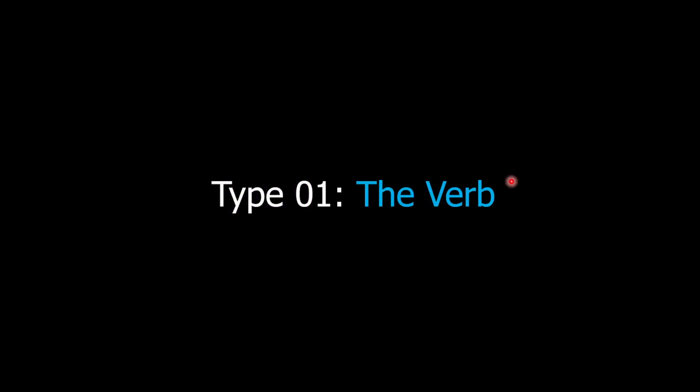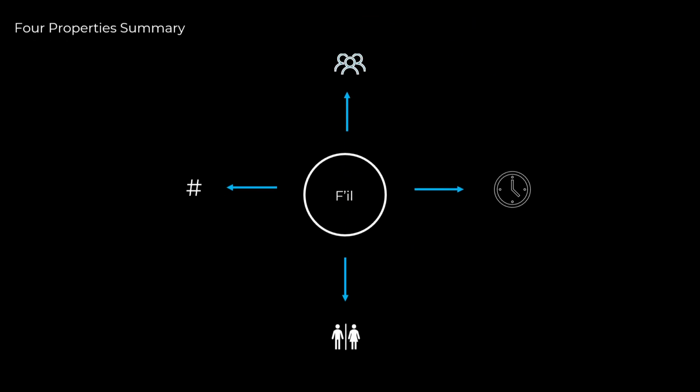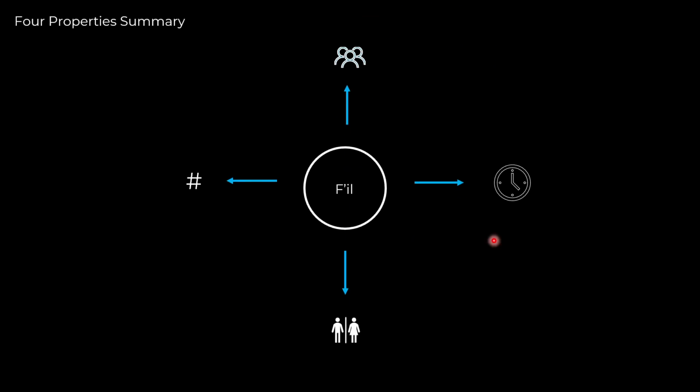So the first type of word is the verb, also known as the fa'il. Now, it has four main properties. It has person, which is third person, second person, and first person. It has tense, which is past tense, present tense, and future tense. It has gender, male and female, and number, singular, dual, and plural. So let's explore each of these.